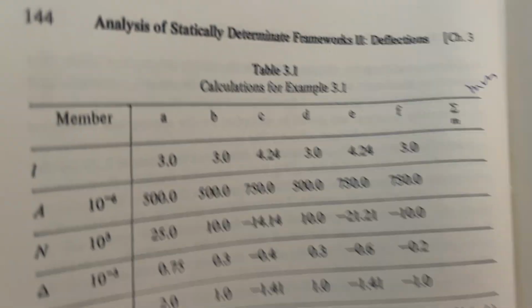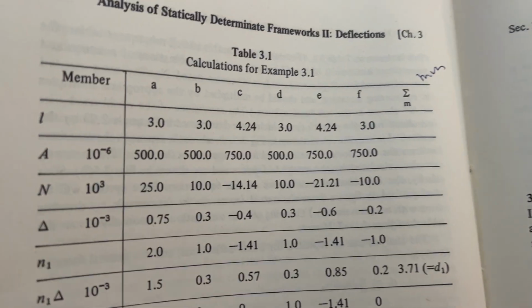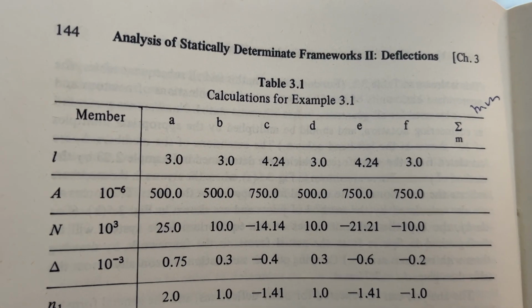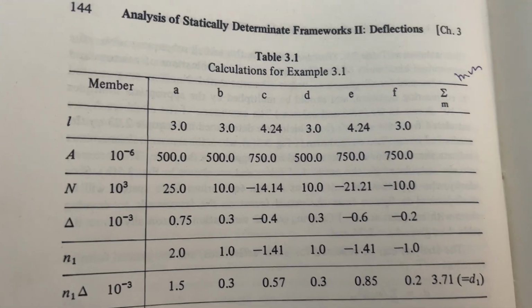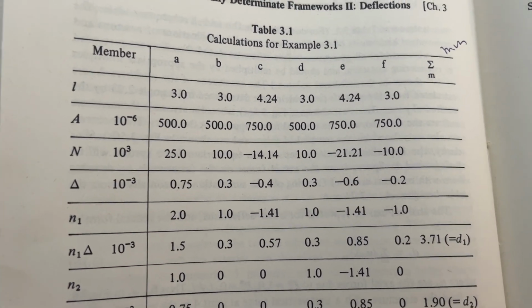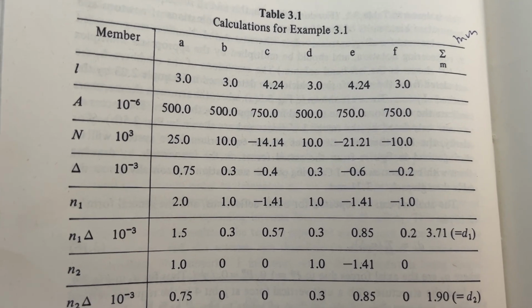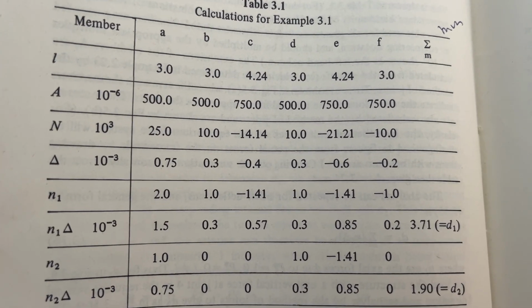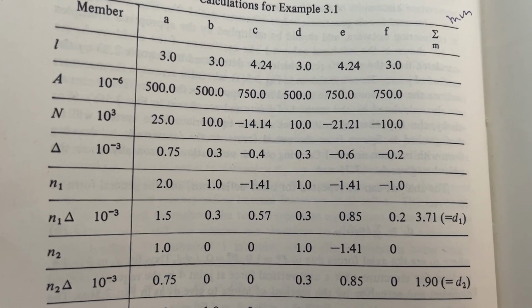So here's the table, with calculations, for example 3.1. We've got members A, B, C, D, E, F. The length is in meters: member A is 3 meters, B is 3 meters, C is 4.24 meters, D is 3 meters, E is 4.24 meters, F is 3 meters.